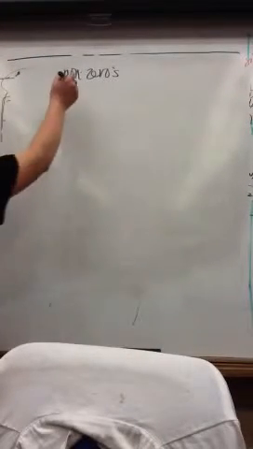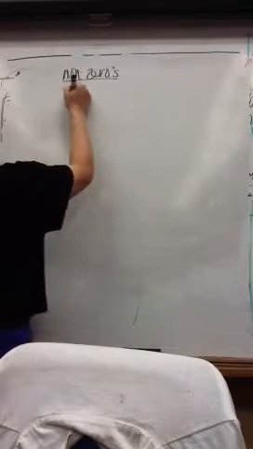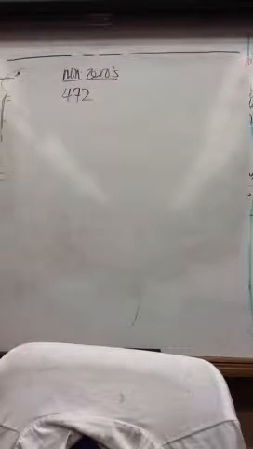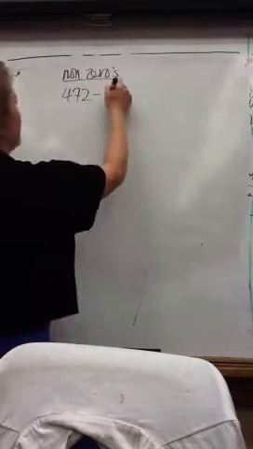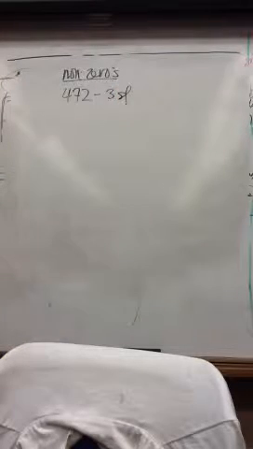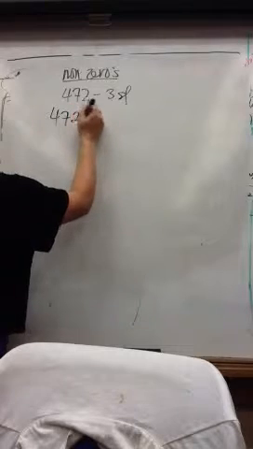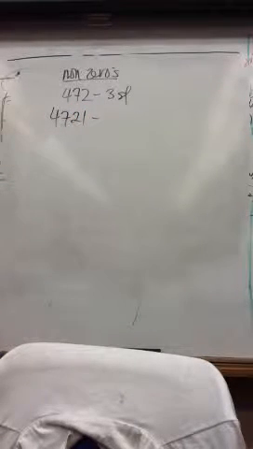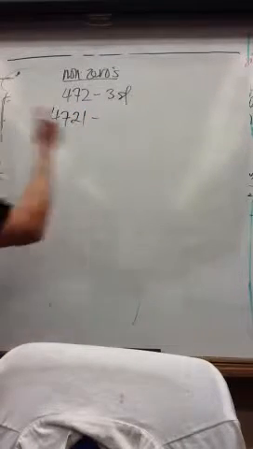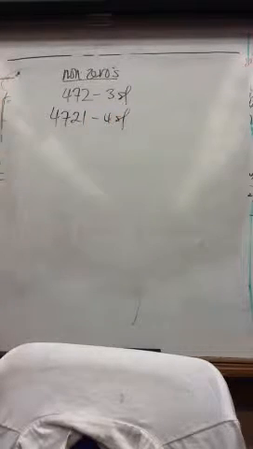All right, when we have a non-zero number, that is always significant. In the number 472, there are how many sig figs then? 3. They're all non-zeros. They're all significant. So that is 3 sig figs. In the number 4,721, how many sig figs do we have? 4, because they're all significant. So that's really easy. If it's not 0, it's significant.